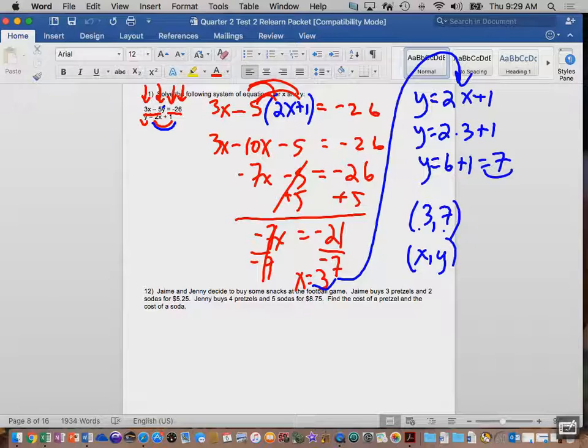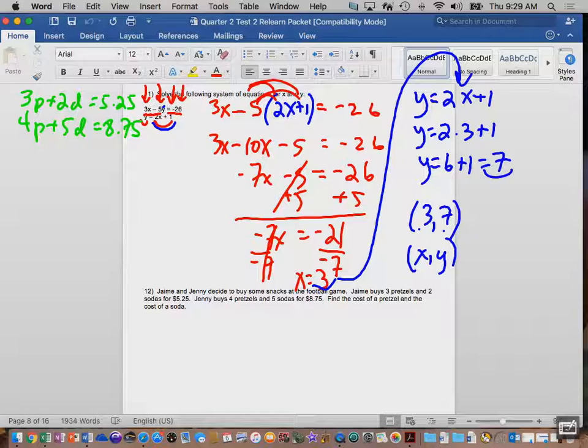Next up, and I'm going to kind of do this question on the side. Jamie and Jenny decide to buy some snacks at a football game. Jamie buys 3 pretzels and 2 sodas for $5.25. So 3 pretzels plus 2 sodas is $5.25. And Jenny buys 4 pretzels and 5 sodas for $8.75. 4 pretzels, 5 sodas, $8.75.